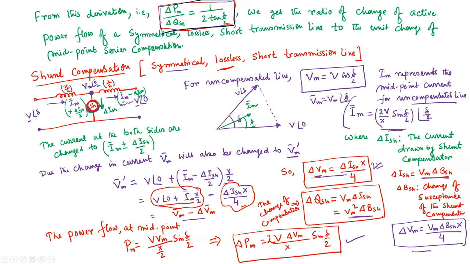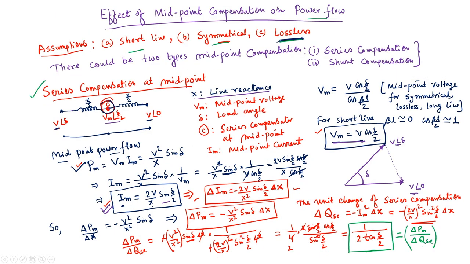But this lecture will give you an idea of the relative performance of the series and shunt compensator at the midpoint of a transmission line, and also will give you the idea how they can affect the power flow through the transmission line. Okay. So, this is the goal of this particular lecture, and in the next lecture I will start with a specific type of shunt compensator called the static var compensator.